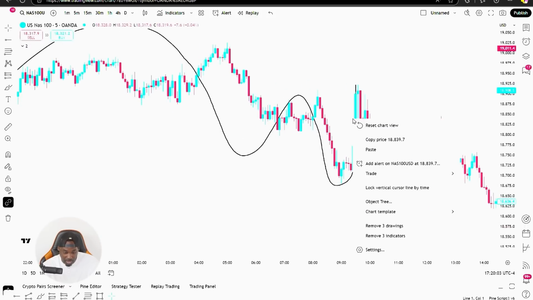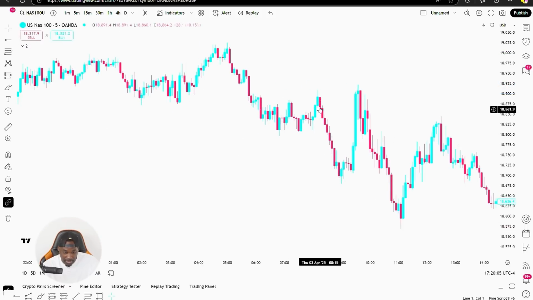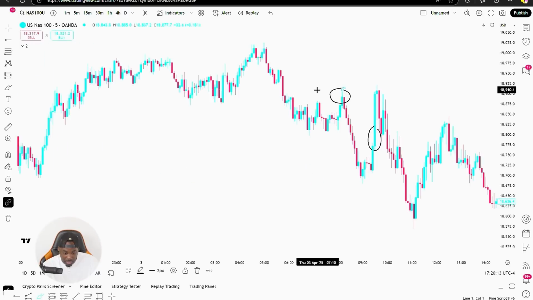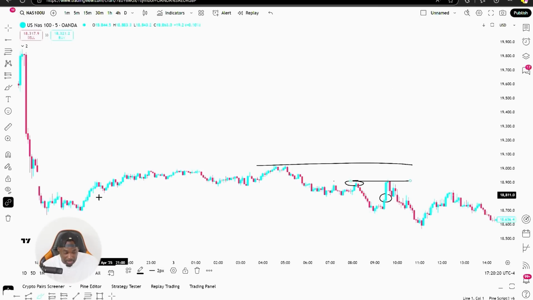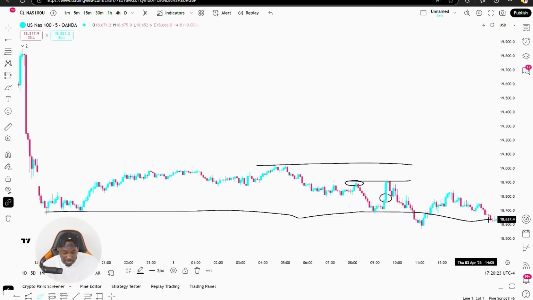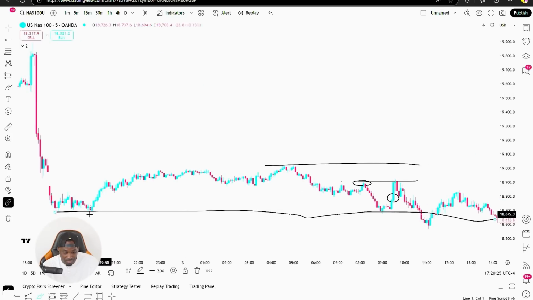So let me erase this. This is where the market opened right here, guys, right? So basically the market opened right here. We went to this resistance right here, okay? Now, I was looking for the top, but this was my first resistance right here. And also we have support right here. So to me, the market was pretty much almost in a range, in my opinion.